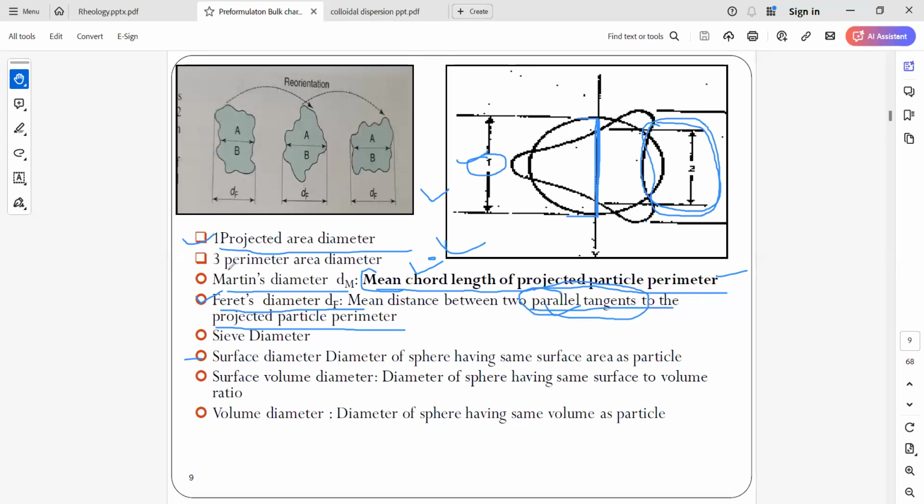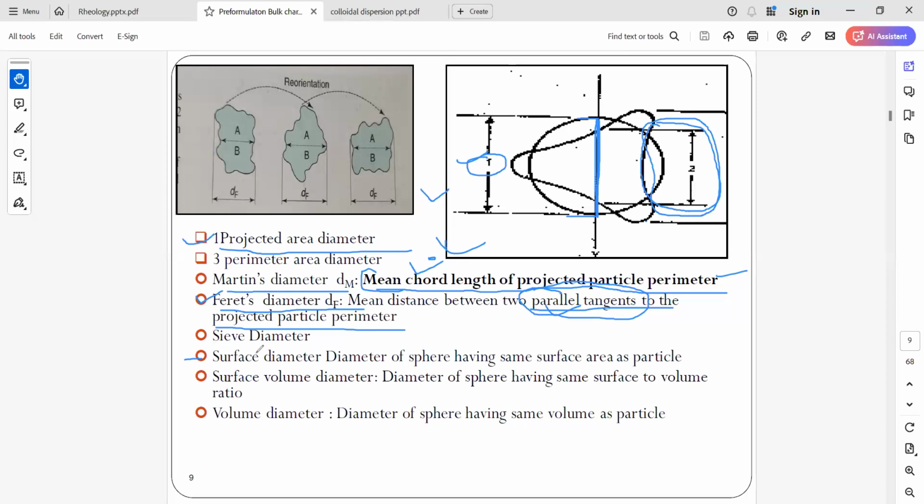Then here we have used the word bisect. So you have to remember that word in your mind, because at the time of the MCQ, they will give you a table form of MCQ, and they will ask you to match it with the different definitions, and then you have to select the diameters, whether it's a projected, a Martin's diameter or a Feret's diameter.